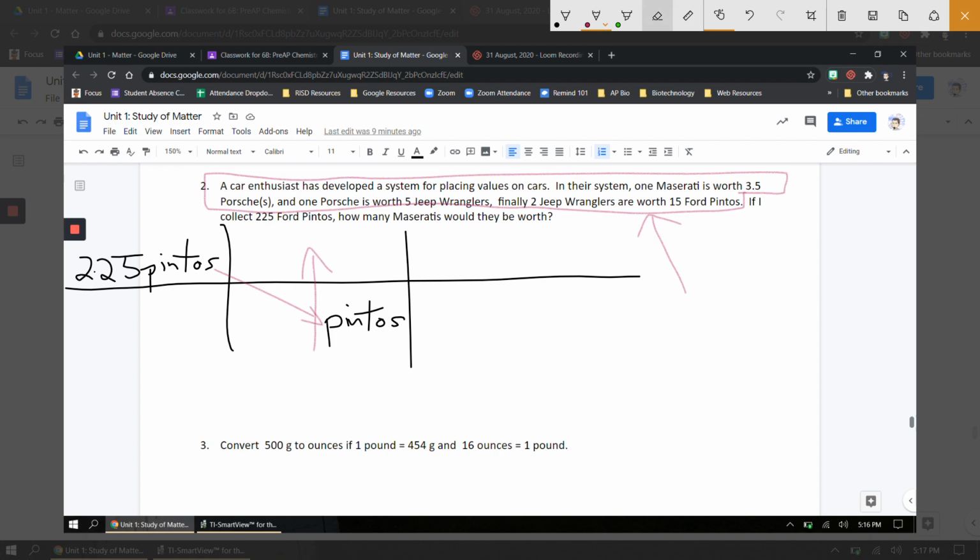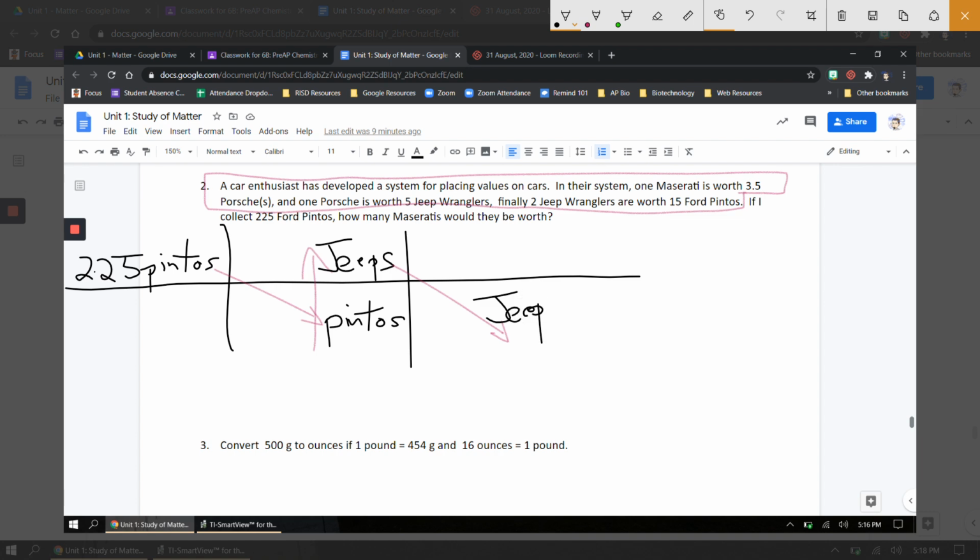Again, I'm not even reading the numbers, because I don't care what the numbers say at this point. So I know this needs to be Jeep Wranglers specifically, but I don't have a lot of space. So I know the conversion factor between Pintos to Jeeps, and I could go ahead and put that above each other. Okay, but we don't need Jeeps, we need Maseratis. So I already know I'm going to have to cancel out my Jeeps by putting Jeeps down here.